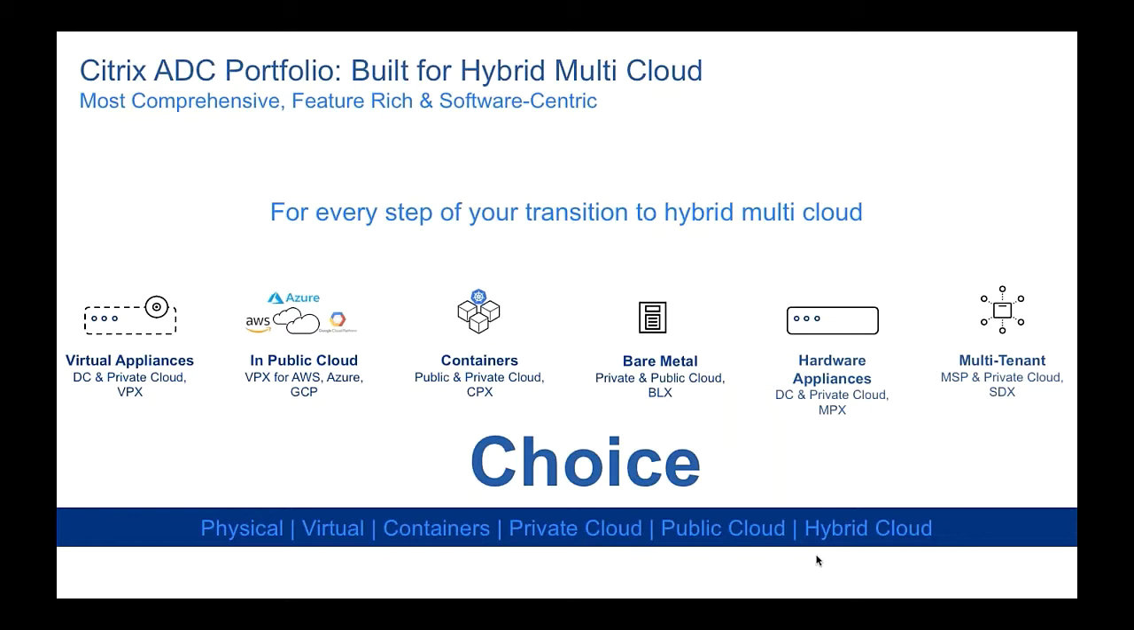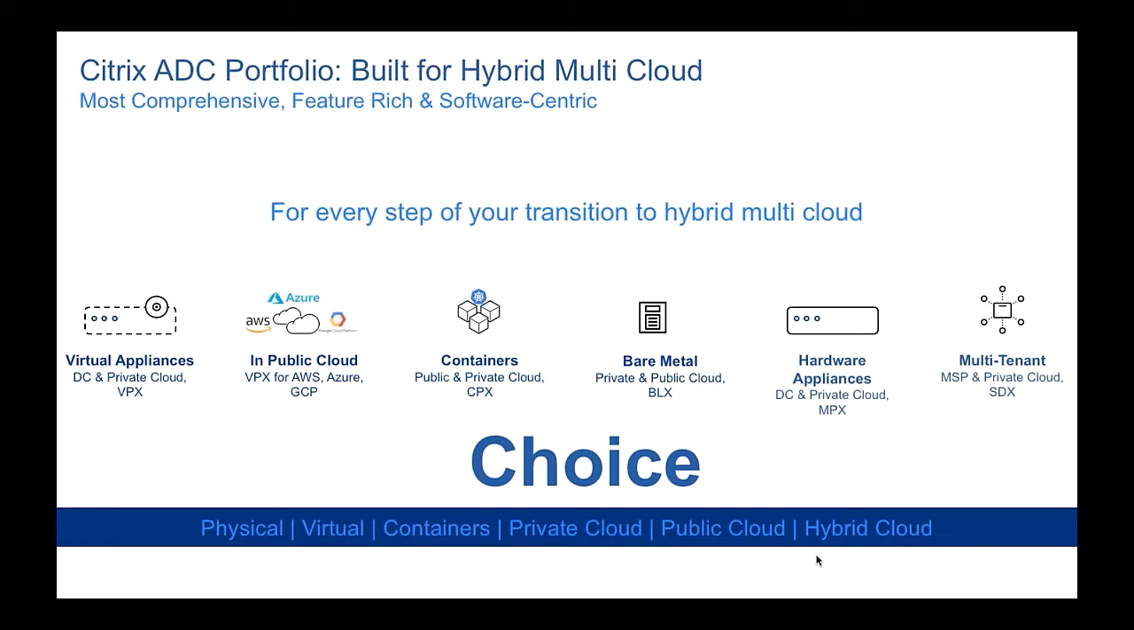Then we have a variant of it called CPX that is used to support microservice-based architecture in a cloud-native environment, having Kubernetes. Moving forward, the BLX product is also a relatively new offering. This is a version of ADC that is available on bare metal Linux platform, right? So we don't have a hypervisor layer, and because of this reduced one layer, you can expect high performance.